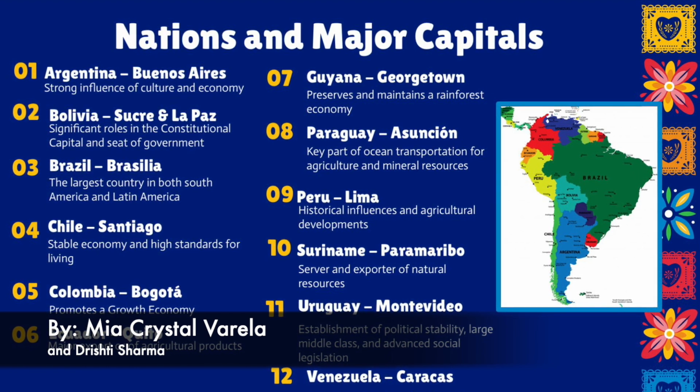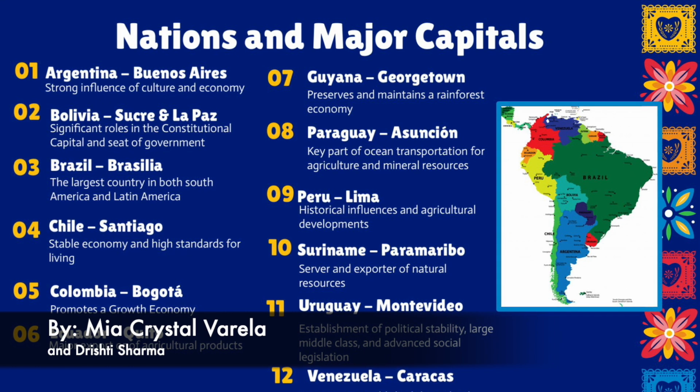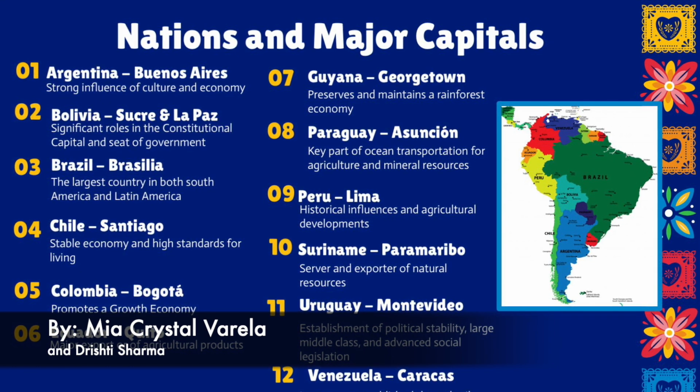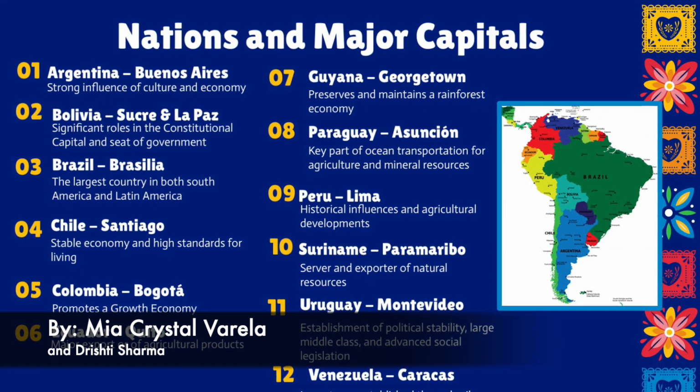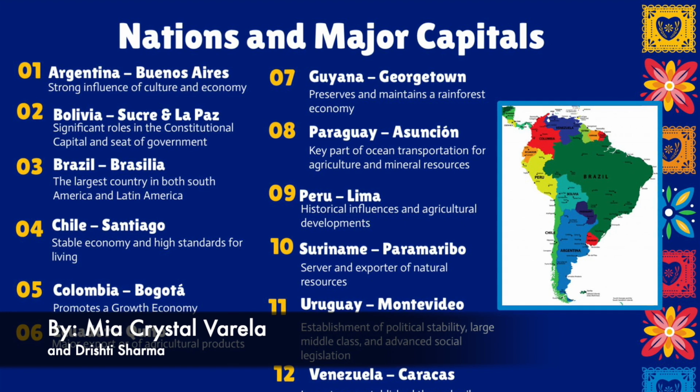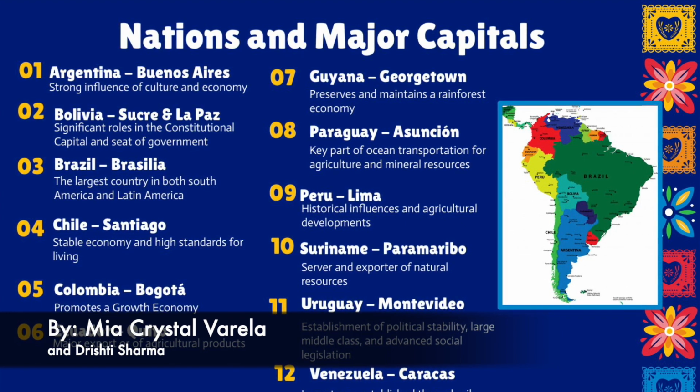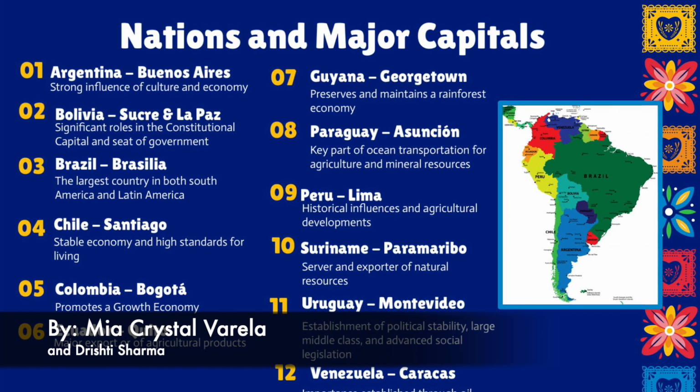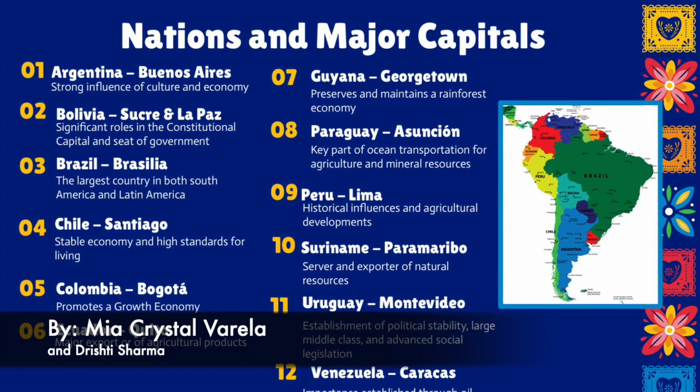Number 3, we have Brazil, which has a major capital of Brasilia. This is the largest country in both South America and Latin America, and you can see this through the map that I have provided to you. It is the dark green. Number 4, we have Chile, which has a major capital of Santiago, and this holds a high standard of living based on the economy that is provided for itself.